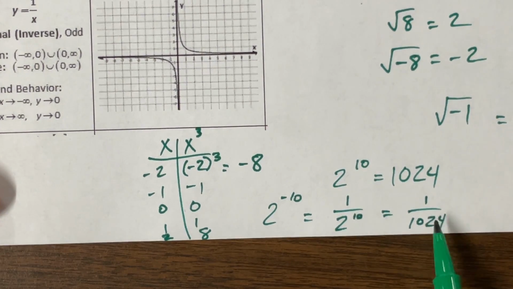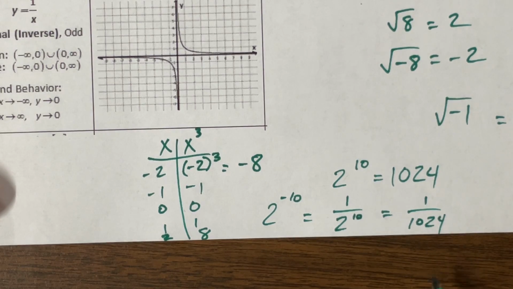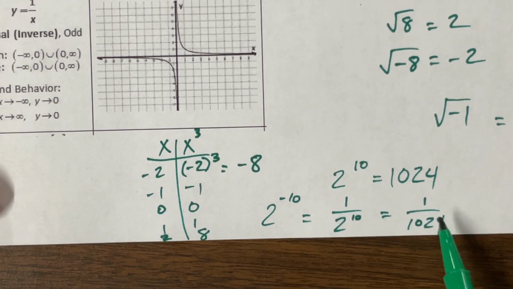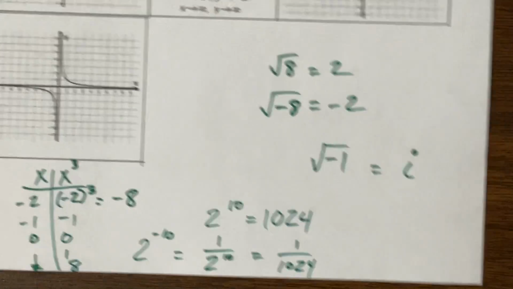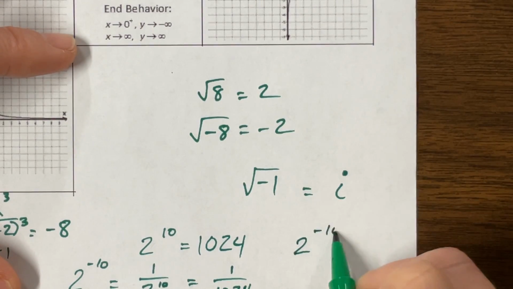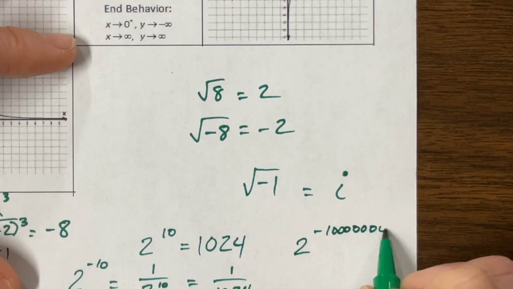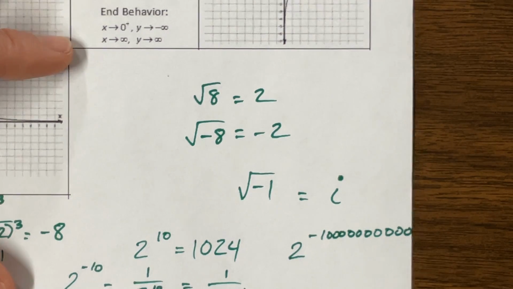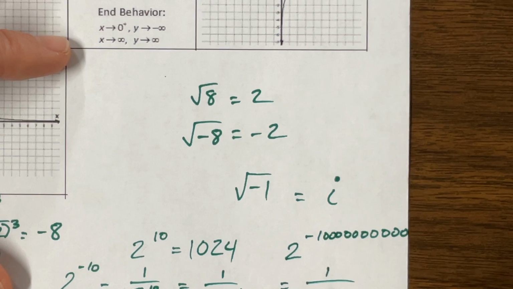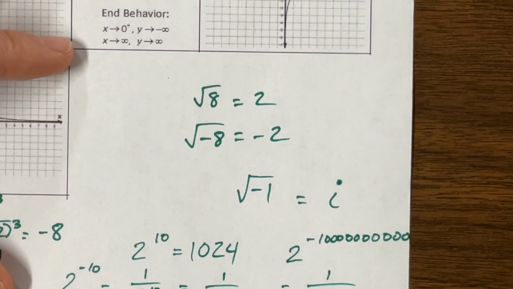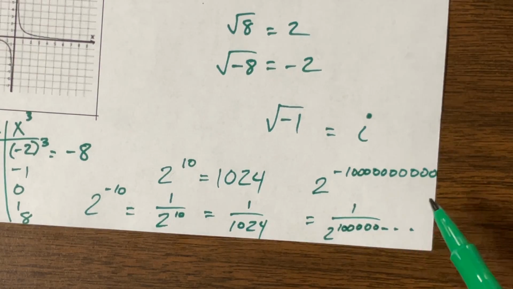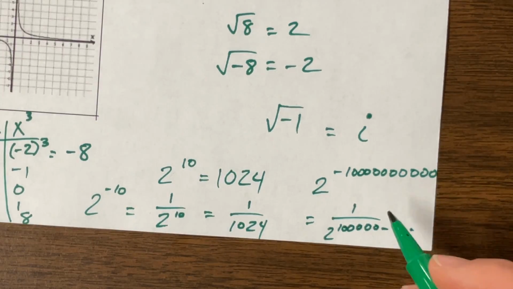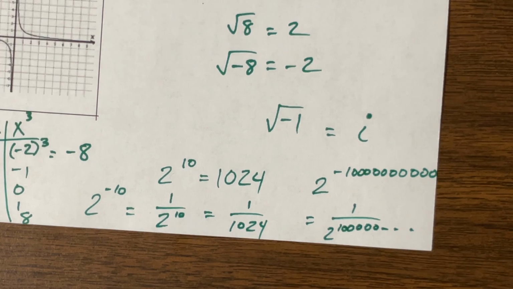So it's a pretty small number. I have $1 that I'm sharing with over 1,000 people. You don't get much, but it is a number and it does give us an answer. Keep in mind, if I took 2 and raised it to a ridiculously large negative number, this becomes 1 over 2 to that ridiculously large number. It's like saying, I'm going to be so generous and give $1 to the whole wide world. You just have to split it.